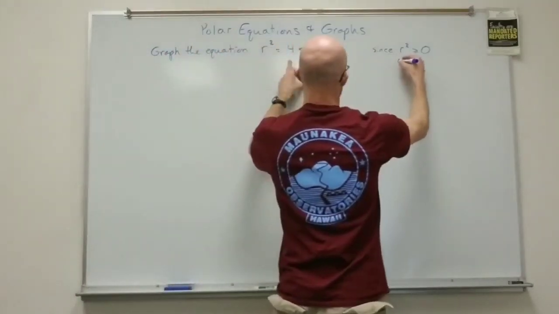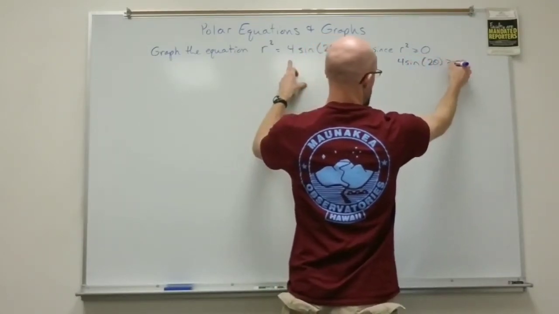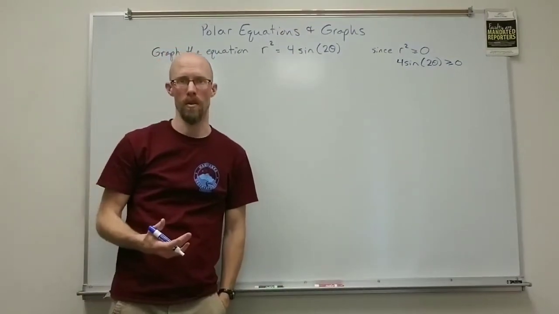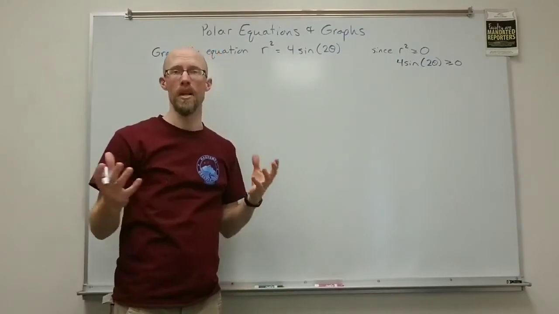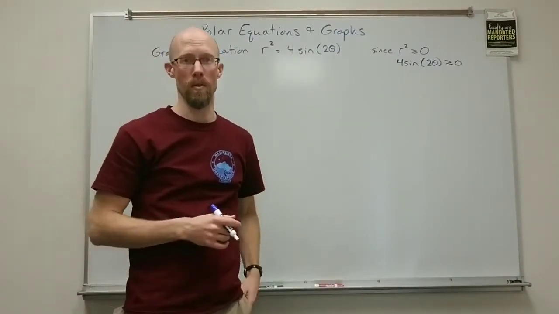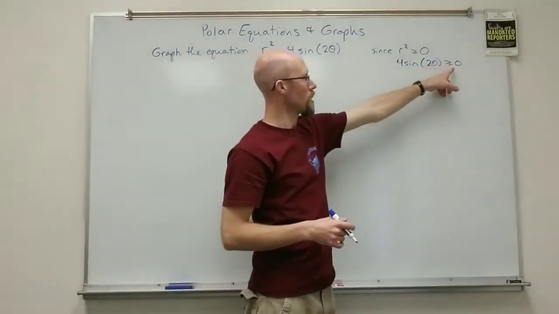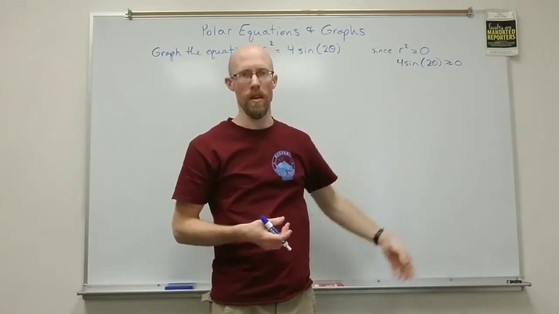We know that the 4 sine 2 theta must also be equal to that, right? So it's got to be greater than or equal to 0. I can't have a positive on one side and negative on the other side. So both sides have to be greater than or equal to 0, with the sine being positive. Obviously, if the 4 is positive, the other factor, the sine, has to be positive too.